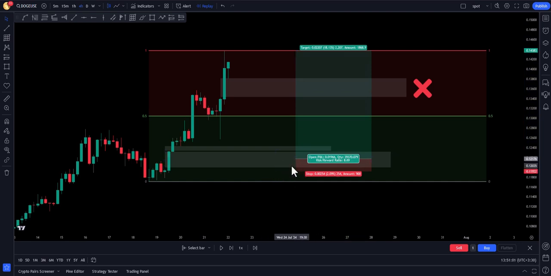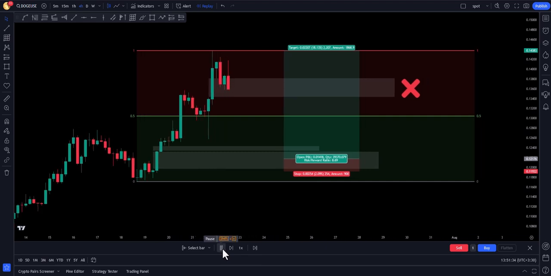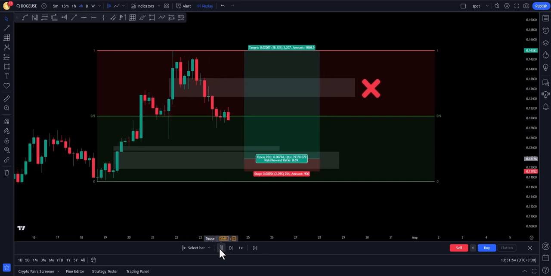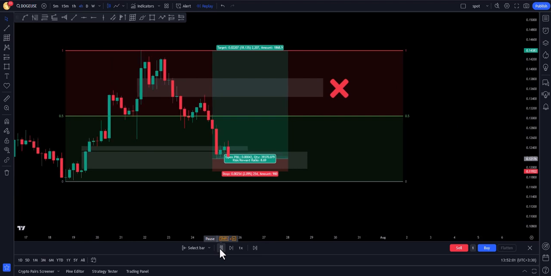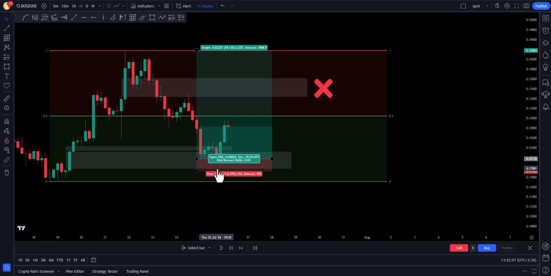So, I place my order here and set the stop loss either below the fair value gap area or below this previous low. Let's see what happens. You can see that this gap here has been used now. Next time the price comes down to this gap, it will likely pass through it and not respect it. Our order was activated in this area.